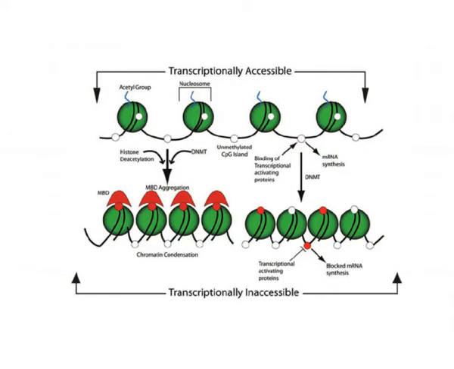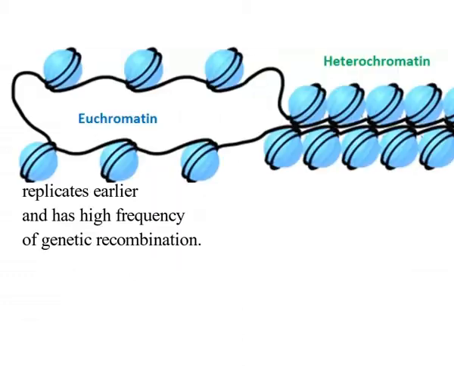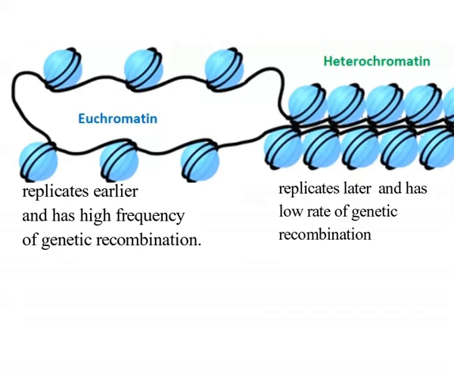The density of transcriptionally active genes is high in euchromatin, while the density of transcriptionally active genes is very low in heterochromatin, except ribosomal DNA of the nucleolus, which is transcriptionally very active. The euchromatin replicates earlier than heterochromatin and has a very high frequency of genetic recombination, while heterochromatin replicates later than euchromatin and has a low rate of genetic recombination.